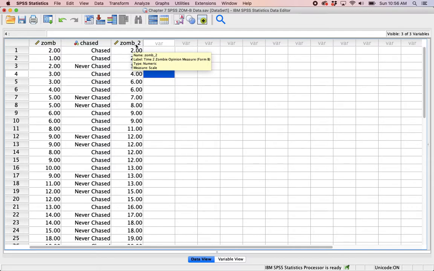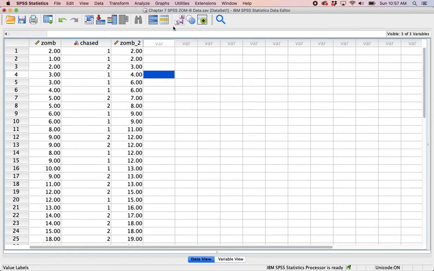You also see that there's a Zombie-2. This is the same measure given to the same 30 people, except after they went to a zombie rights sensitivity training workshop. But we can interpret the scores in the same way. Higher scores mean more favorable attitude towards zombies. And then this variable in the middle is a group variable where participants were either categorized as having been chased by zombies before or never chased.